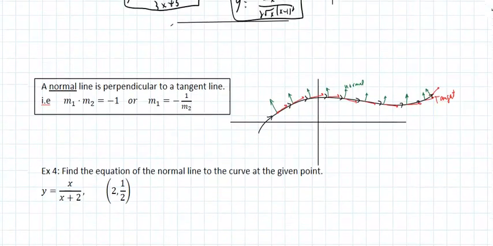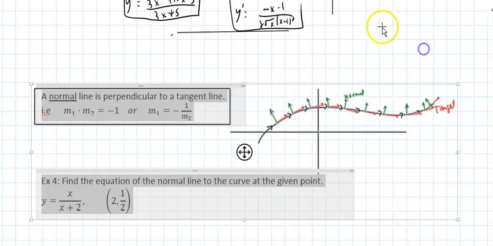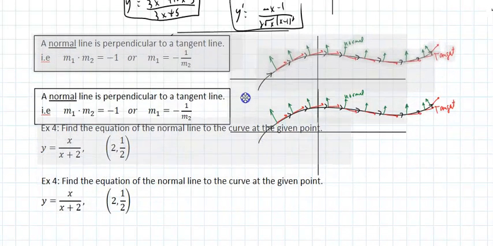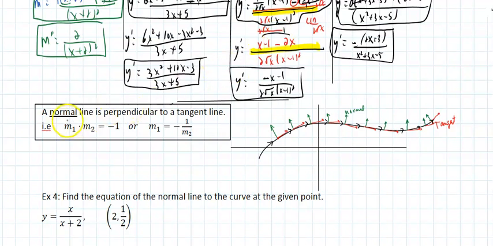Now, something to really get out of the way, something that's going to come up a lot. Tangent line is extremely important for us. We know a normal line is perpendicular to a tangent line, and we know the slope of the tangent is the derivative. We talked about it in the last section.